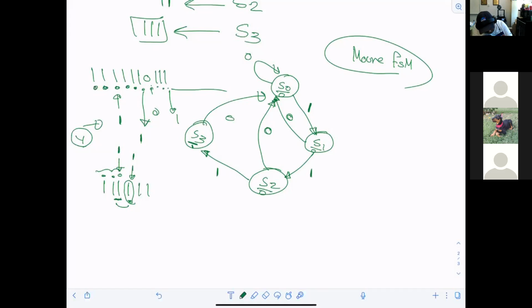So in that case, if this is overlap, it's going to be like this, right? Do you agree? Yes. This is with overlapping.